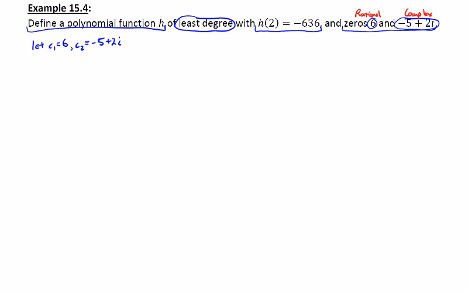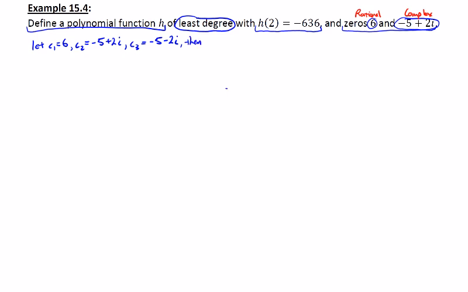And we have a theorem called the conjugate pair theorem, and it says that if I have one complex zero, I must have a second complex zero. So this actually implies that there is a c3 of negative 5 minus 2i. Now that would lead me to believe that I should have a degree 3 polynomial.